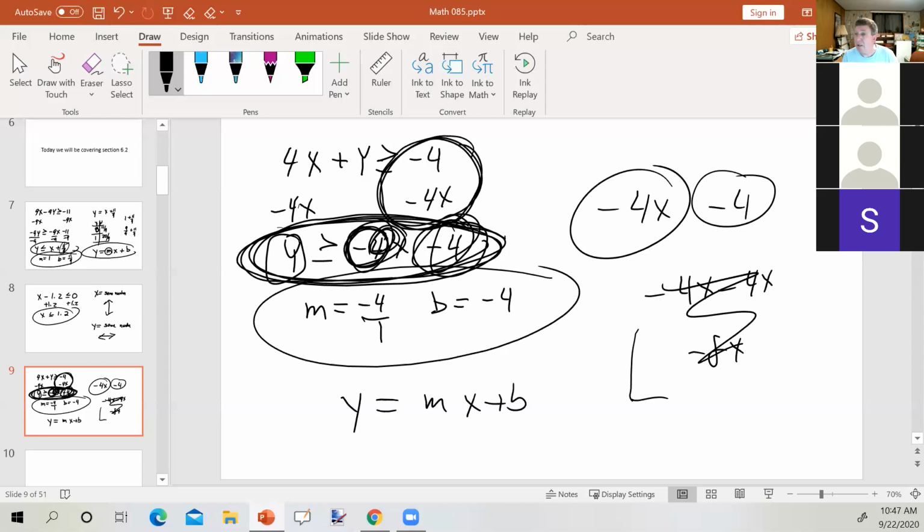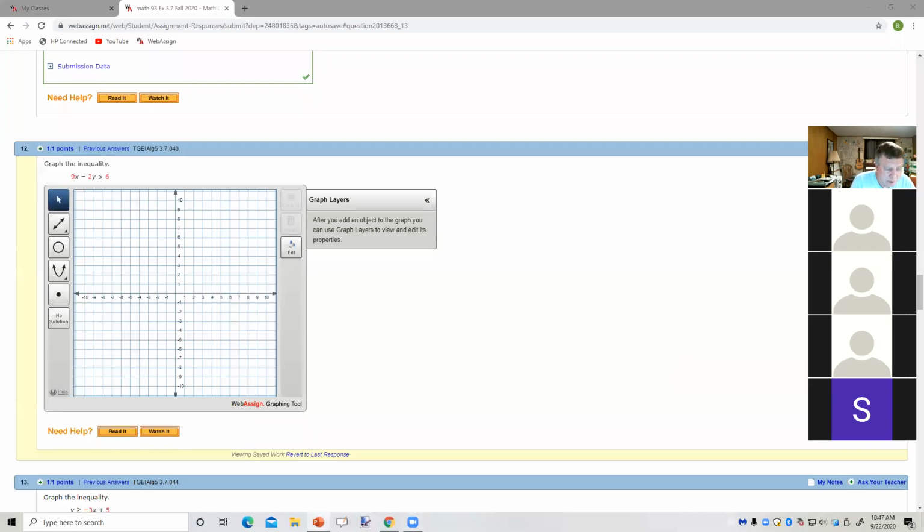Okay. Any other questions concerning any of the problems? Number 12. Sorry? 12. Number 12. Okay. Let's take a look at number 12. And so here we go. There's number 12, which says 9x minus 2y is greater than 6. Okay, so I'm going to take that and go back here.